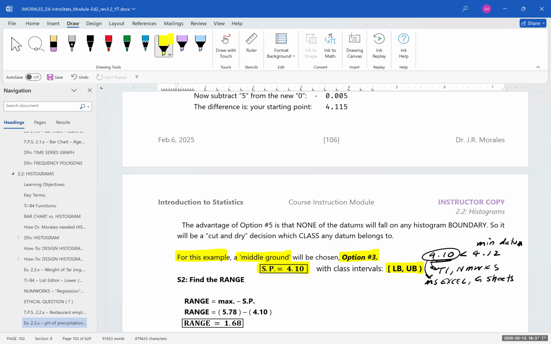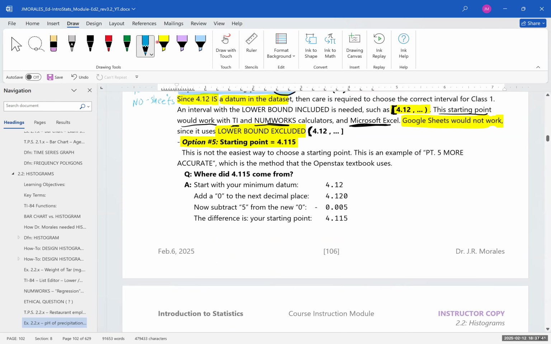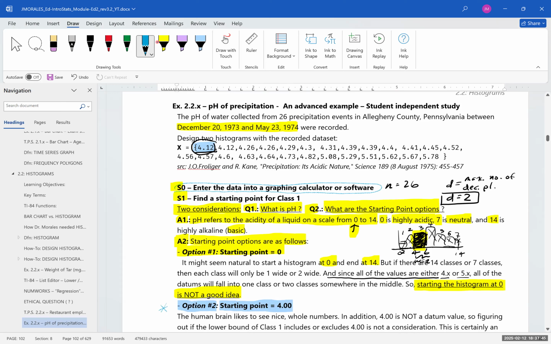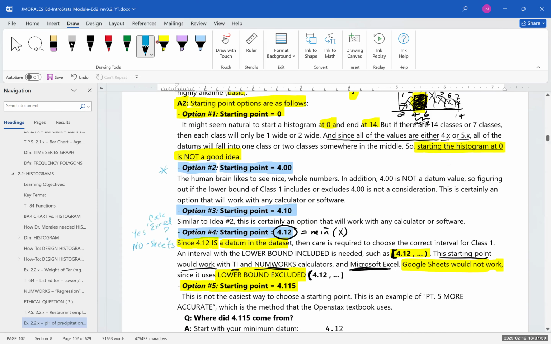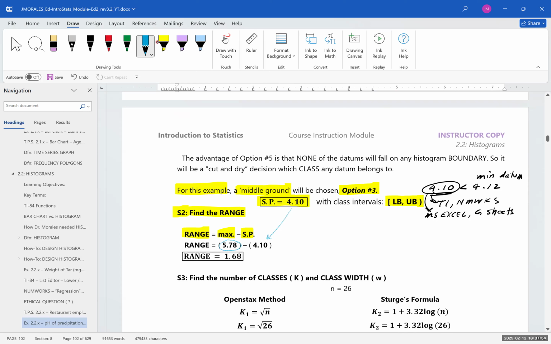So now we can move on to step 2, and that's to find the range. Okay, so the range is equal to the maximum minus our starting point. Well, our starting point is 4.10, and the maximum, again, we can come up here to the top. So these datums were arranged in ascending order. So the last one is the maximum, 5.78. So I'm going to put 5.78 for the maximum. So this is my range, 1.68.